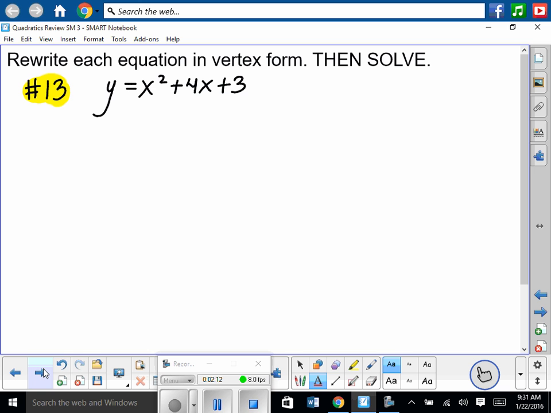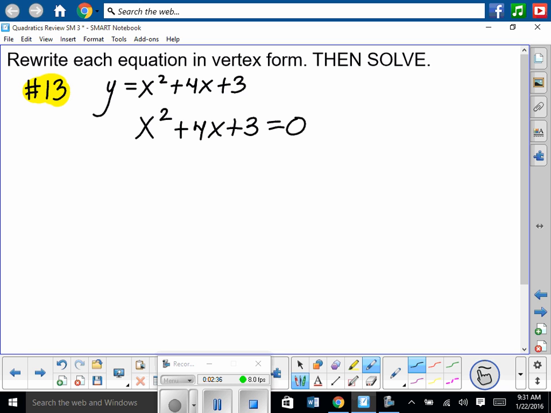Number 13. I'm starting on the back. It says, rewrite each equation in vertex form, and then I'm adding in, then solve, because we need practice with solving. So right now it's in standard form, ax squared plus bx plus c. I am going to set it equal to 0. So we have x squared plus 4x plus 3 is equal to 0.